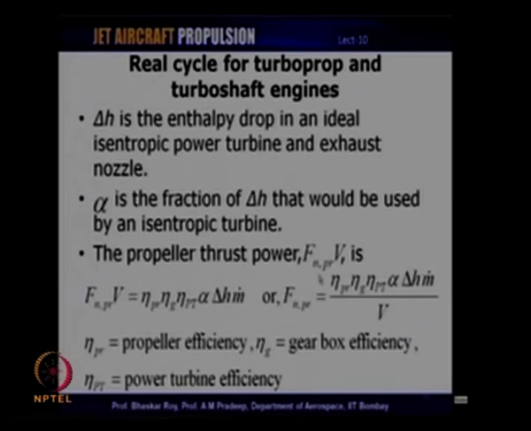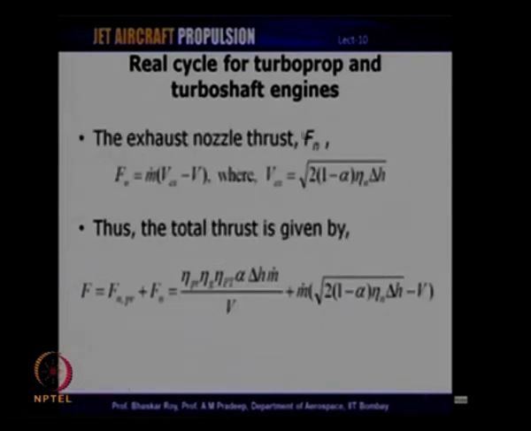So, the propeller thrust will be equal to the propeller efficiency, the gearbox efficiency, and the power turbine efficiency multiplied by alpha times delta H m dot divided by the flight speed, that is V. And the exhaust nozzle thrust, because the nozzle also may generate some thrust, will be equal to m dot into V exhaust minus V, where exhaust velocity is basically equal to square root of 2 into 1 minus alpha into the nozzle efficiency times delta H.